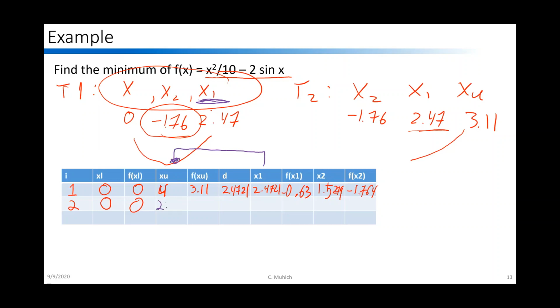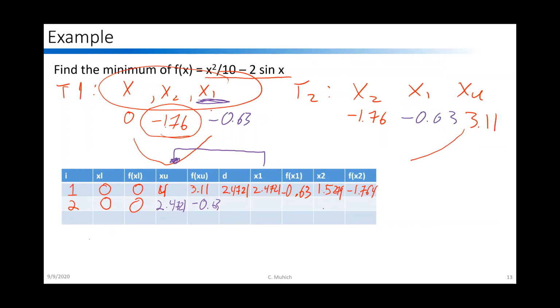So now I have an upper guess of 2.4721, and I can drag the value of negative 0.63. Oops, I guess I should correct this. This is negative 0.63. There we go. So now I'm ready to calculate D.